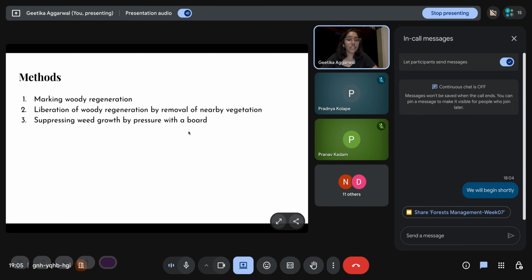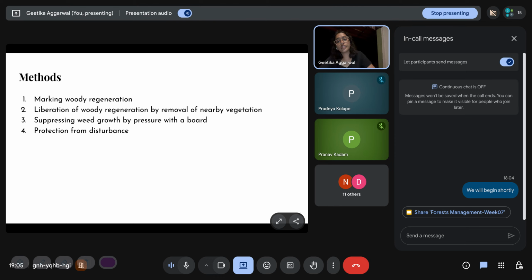Then you can suppress weed growth by either ring weeding. Ring weeding is basically you carry out weeding, or removal of weeds, in a ring around the sapling which is of interest. Or you can suppress the weed growth by using a board. So you have a wooden board and you press it over the grass that is growing around, and that will suppress the growth of this grass around the sapling of interest.